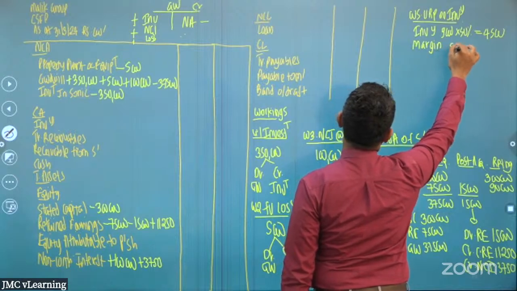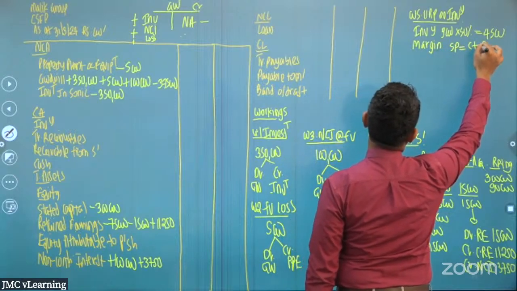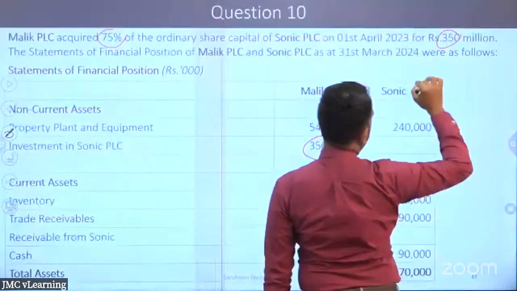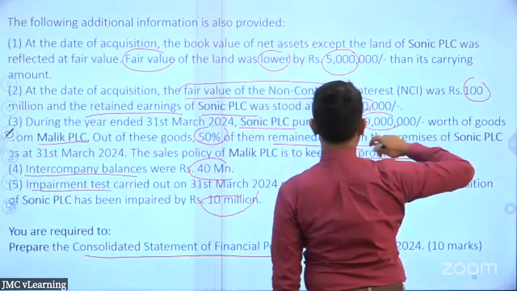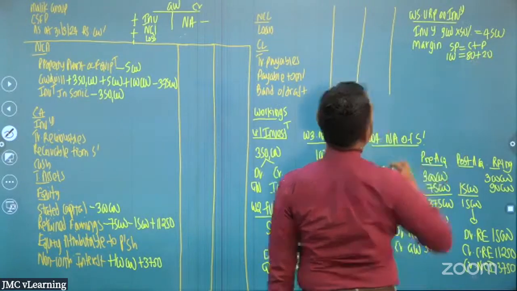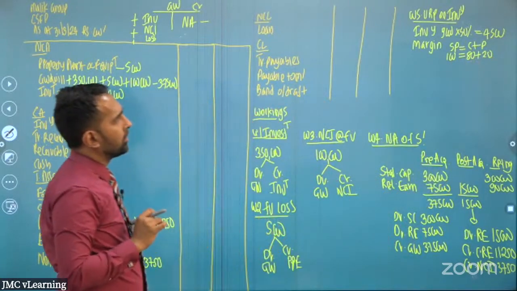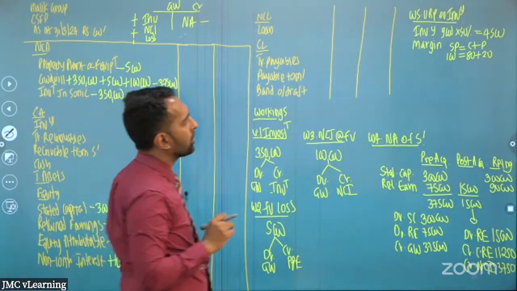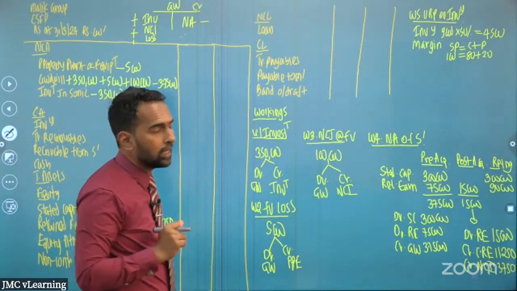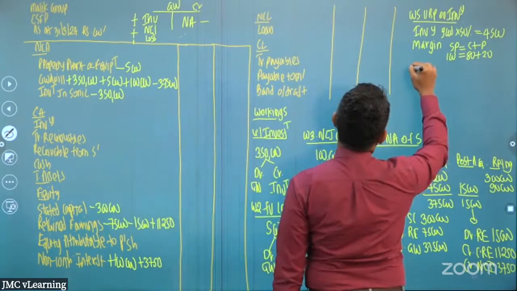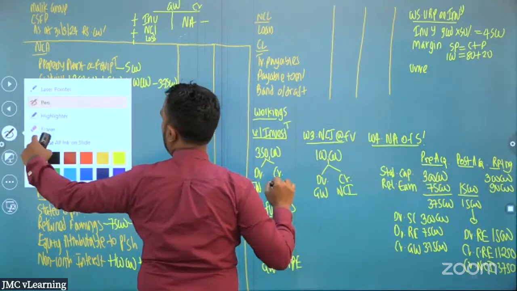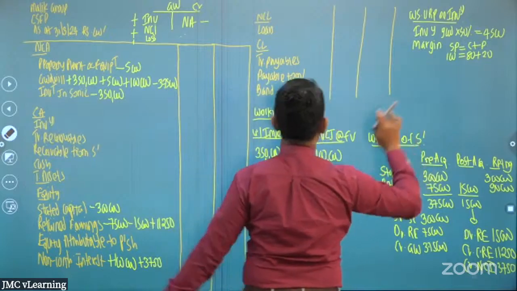What is margin? Selling price equals cost plus profit. In this question they are keeping a profit of 20%. If the selling price is 100, profit is 20, cost is 80. So now you can calculate the unrealized profit, or in other words URP.